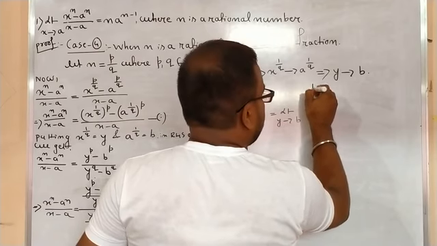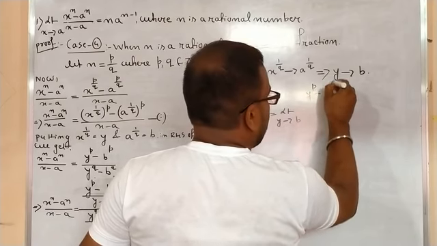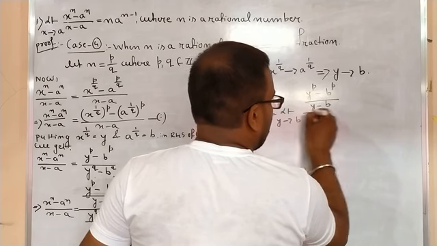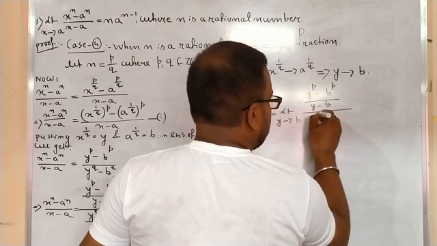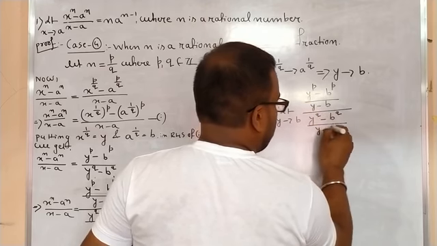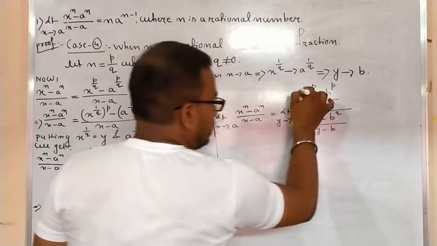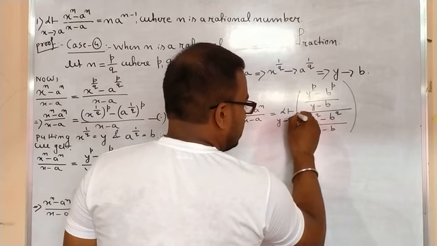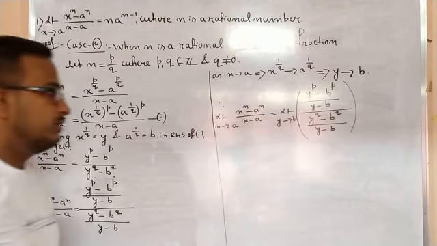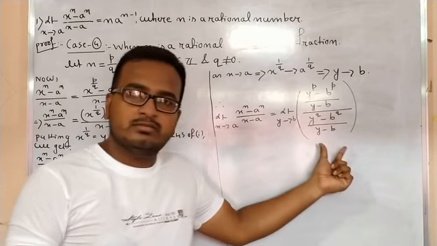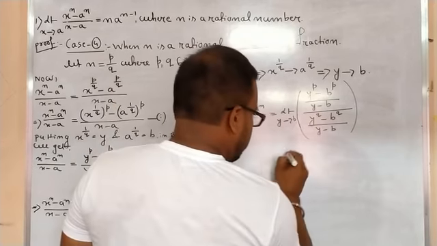Y to the power p minus b to the power p divided by y minus b, whole thing divided by y to the power q minus b to the power q divided by y minus b. Right? This is the whole function. Already we have learned that the limit is distributive over division. So just distribute this.